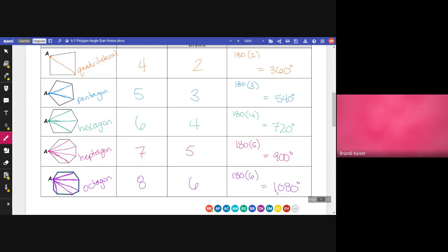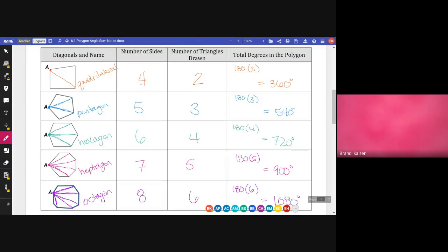Hopefully, as you've gone through and filled in this table, you've noticed a pattern. If you take a look at the number of sides for each of these polygons and the number of triangles, the pattern that you should have noticed is that the number of triangles is always 2 less than the number of sides. So looking at our heptagon, there were 5 triangles with 7 sides. For the hexagon, there's 4 triangles with 6 sides. So it's always a difference of 2.